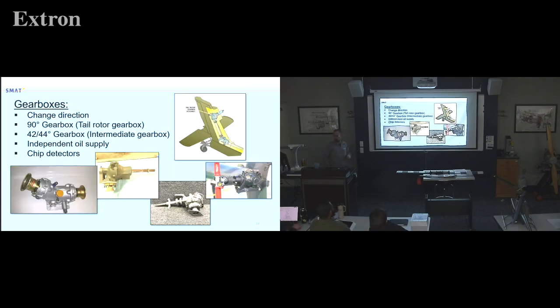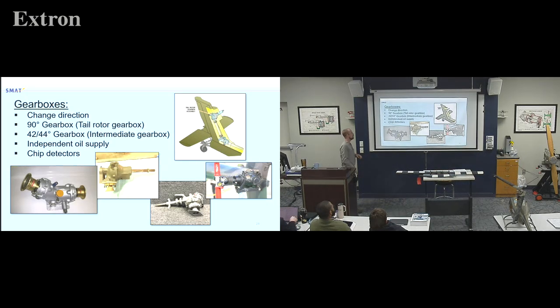Okay, gearboxes. What's the purpose of a gearbox? It's to change direction. Is that simple enough? So we have a 90-degree gearbox on our rotorcraft, on our Bell. And what does it do? It simply goes out to the back of the tail of the aircraft here. Oh, here's one right here in front of you. And as the tail rotor has this shaft that comes out here, what does it do?